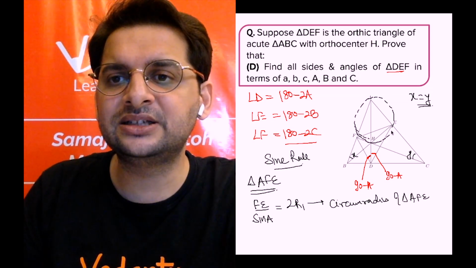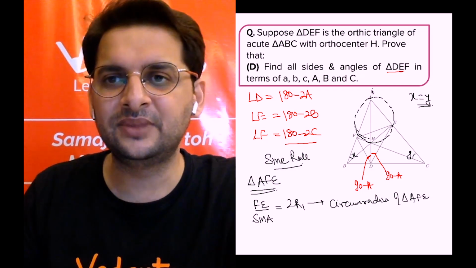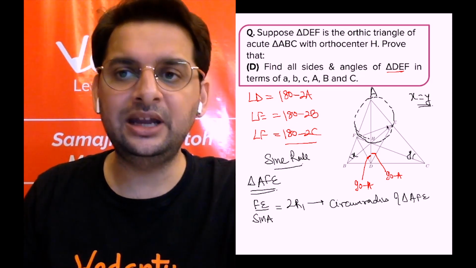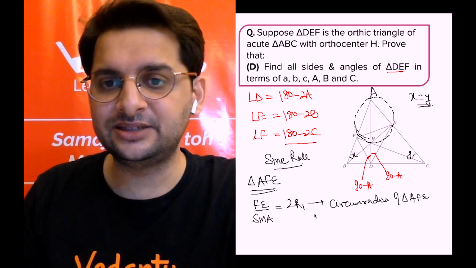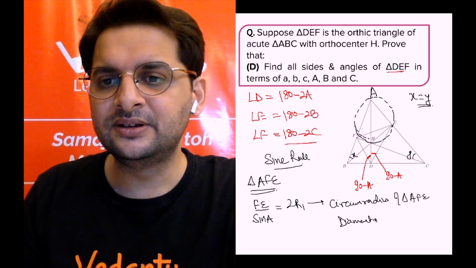And A, F, H, E are again cyclic in nature. This is something which we proved twice. A, F, H, E are cyclic, so the circle passing through A, F and E will also pass through H. No problem with this. Whose diameter is AH? Whose diameter is AH?